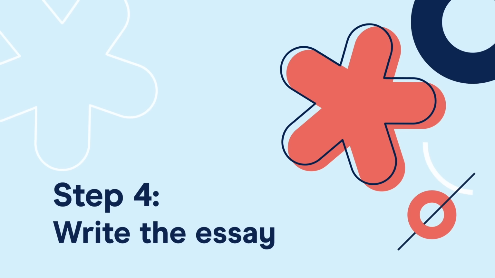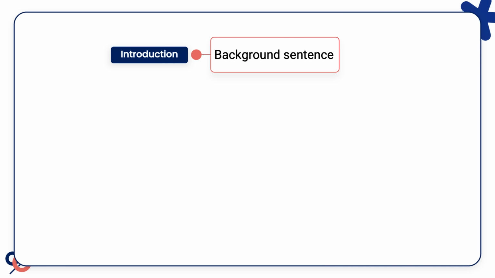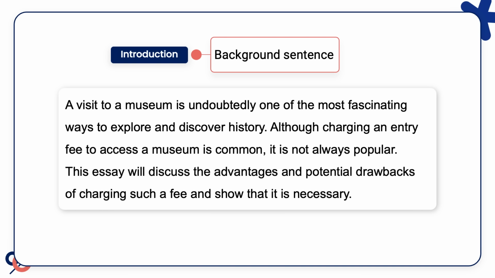The final and fourth step of our method is to write the essay. Let's begin with our introduction by writing our background sentence. We can begin with this. A visit to a museum is undoubtedly one of the most fascinating ways to explore and discover history. This is a great way to introduce the topic of museums and their significance.